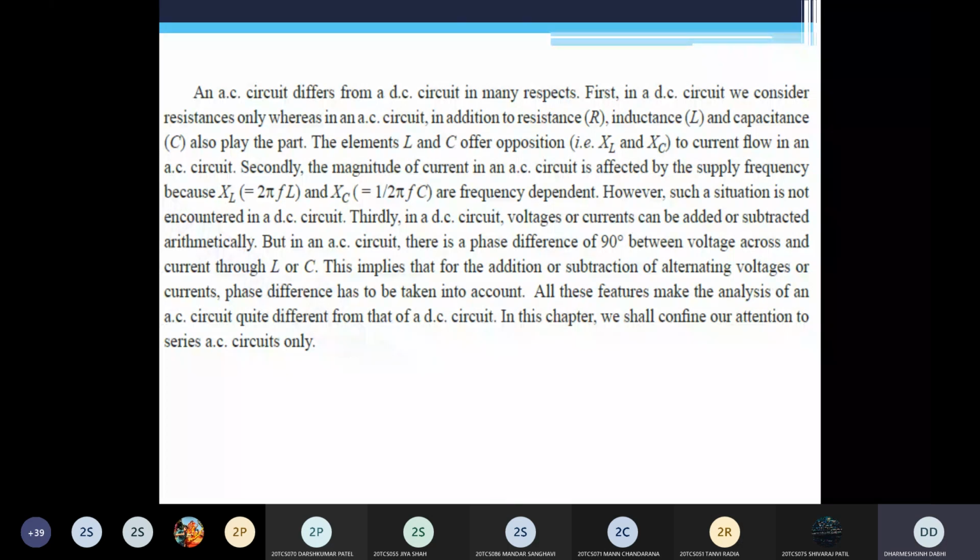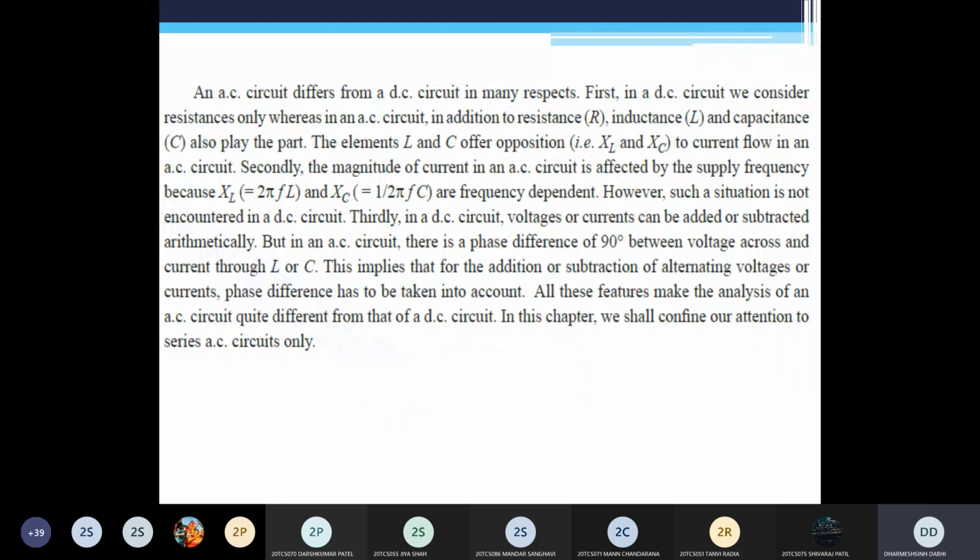So as you see, how is AC different from DC circuit? As we know, in the DC circuit we have resistance only, whereas in the AC circuit we have resistance, inductance and capacitor, three elements. Inductor and capacitor oppose the current flow in the AC circuit. The second difference is that the magnitude of the current in the AC circuit is affected by the frequency, because XL and XC depend upon frequency. In a DC circuit that is not possible because there is no XL and XC. Current does not depend on frequency because frequency is zero in DC.